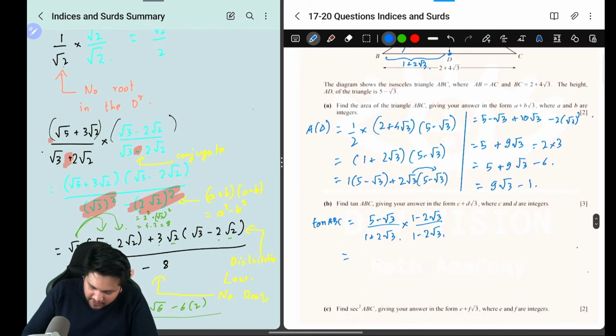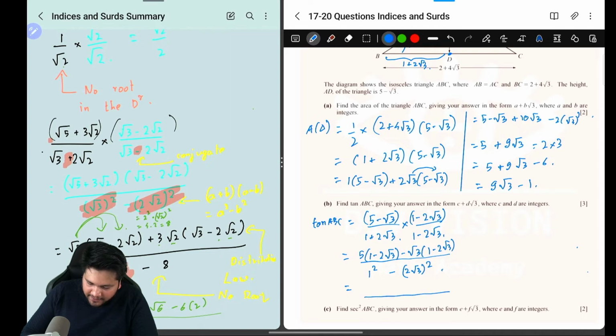This is going to be what? In the denominator, we'll get 1 square minus 2 root 3 square. And in the numerator, we'll make this 2 brackets: I'll multiply 5 with the first bracket, 5 with the second bracket, 1 minus 2 root 3, and then minus root 3 times 1 minus 2 root 3. Finally, in the denominator, I'll get 1 minus 2 square is 4, 4 into root 3 square is 3, so 4 into 3 is 12. So it's going to be 12.